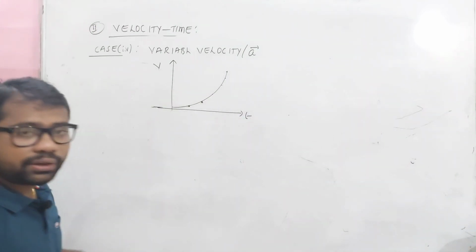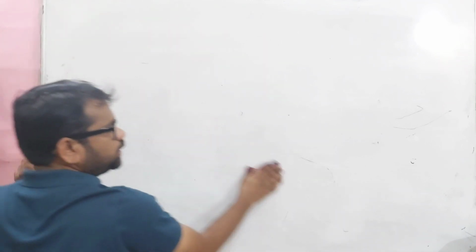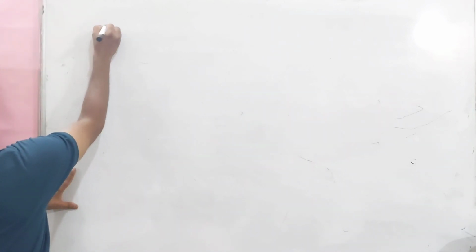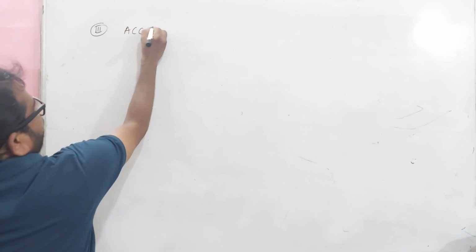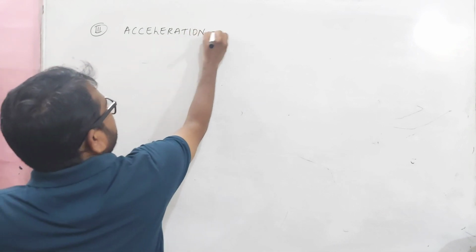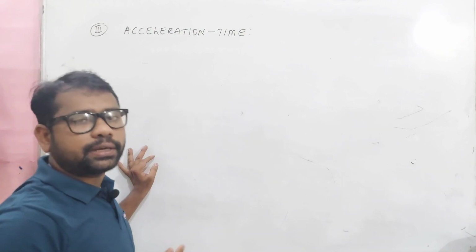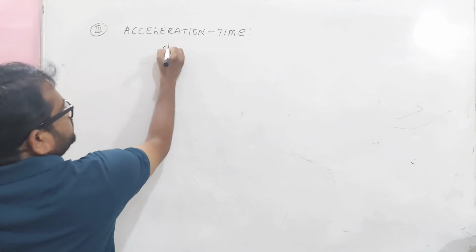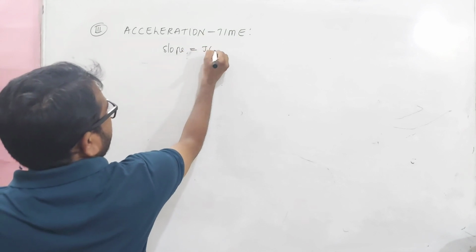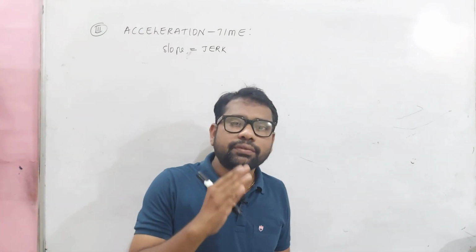Now, children, let us see the acceleration time graphs. The third one and the last one is the acceleration time graph. Children, from the acceleration time graph, what can we calculate? The slope of the acceleration time graph will give you jerk. What is jerk? The rate of change of acceleration.